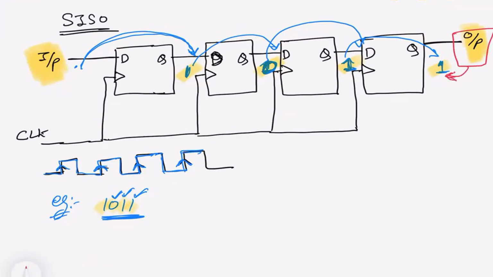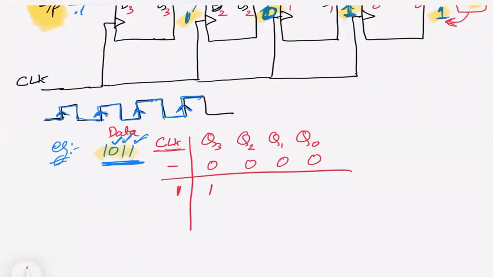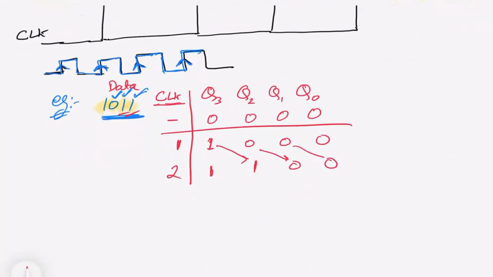So after one clock pulse, this first bit is stored at the last position, Q3, and the rest of the outputs will be 0, 0. When we apply the second clock pulse, this will get shifted to this location, and our new data, which is again 1, will get stored at the Q3 location. And all the things will get shifted to the right, and you will get 1100.